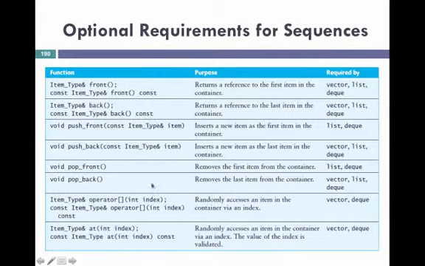Here are some optional requirements for sequences, and you can look through here and see the different functions and a description of their purpose. And then here are some of the data structures that use this function. You've seen vectors, and we're going to talk about lists now, and here are some other functions we'll talk about later in the semester. So you can pause and look this over more carefully on your own.